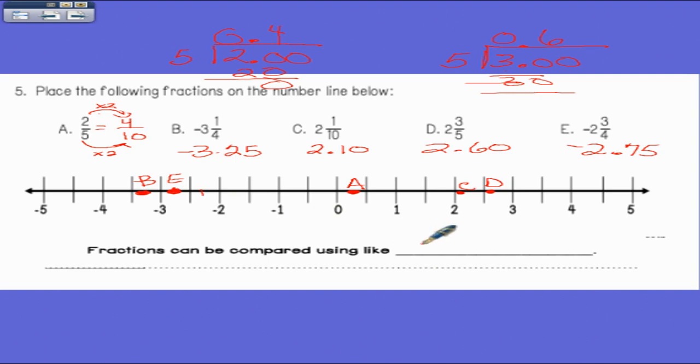Fractions can also be compared using like denominators. And that is what we're going to look at next.